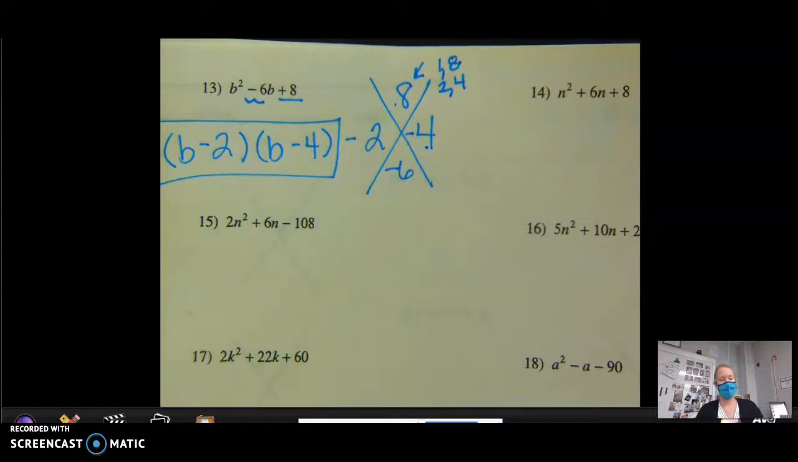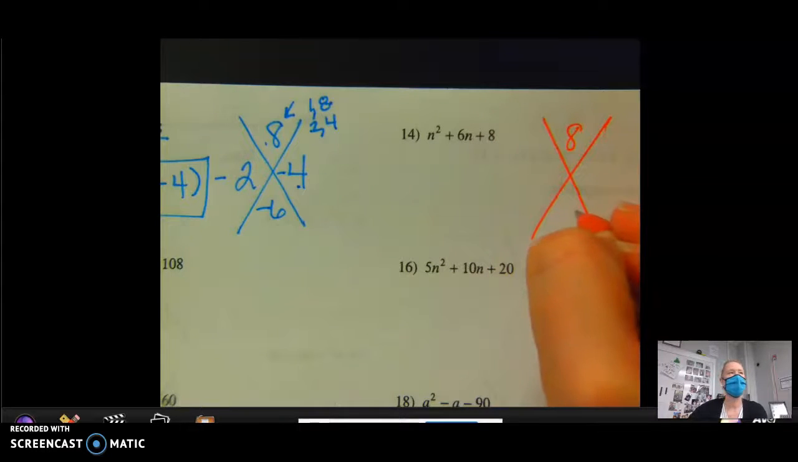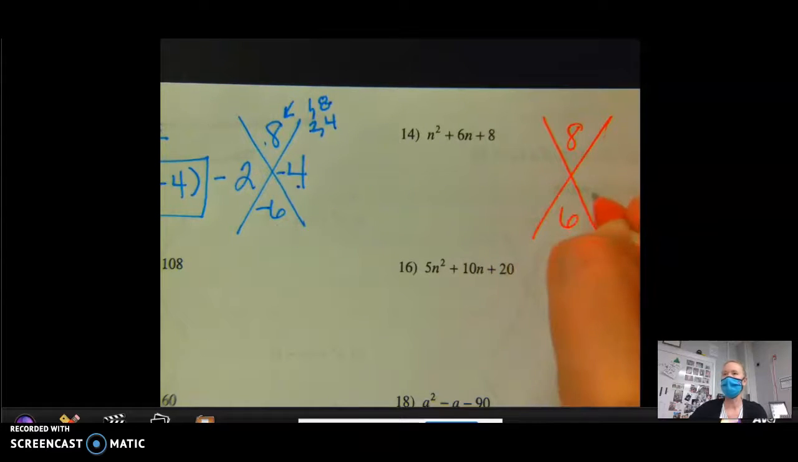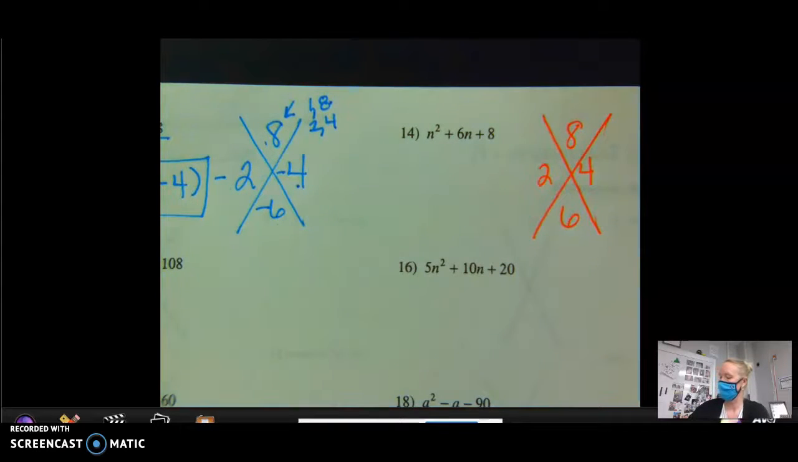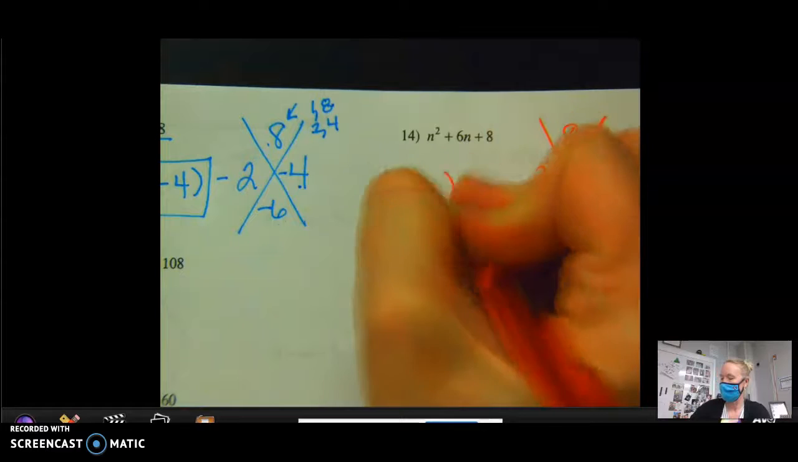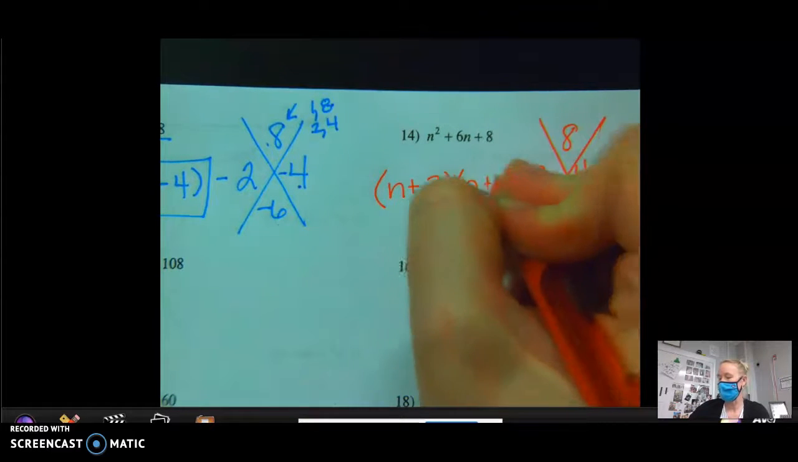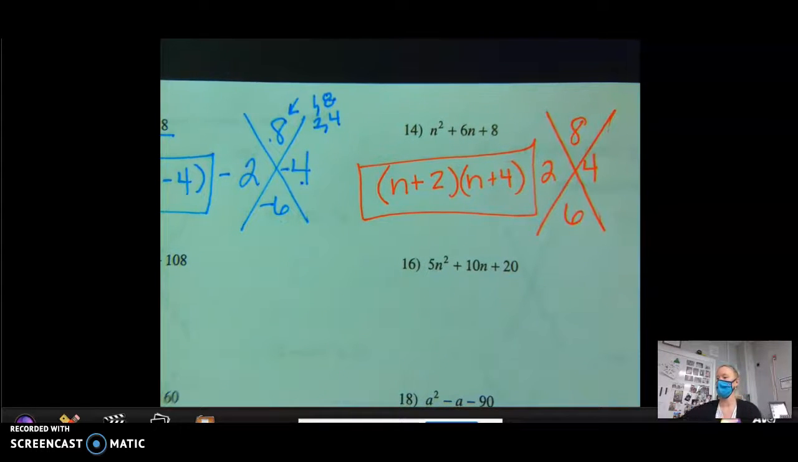Okay. All right, next one, number 14. Crisscross it. What number would go on top here? Good. And what number would go down below? 6. So these 2 numbers multiply to get 8 and add to get 6. What 2 numbers would multiply to get 8 but add to get 6? 2 and 4. Positive, right? That works. Here I'm using n. So it'd be n plus 2 and n plus 4. Does that make sense? Okay.